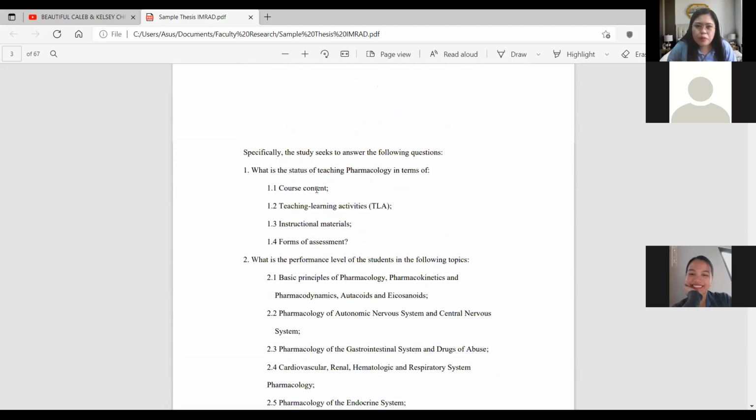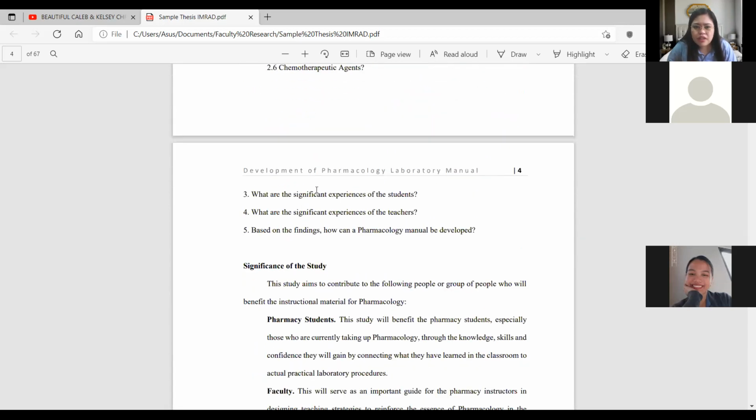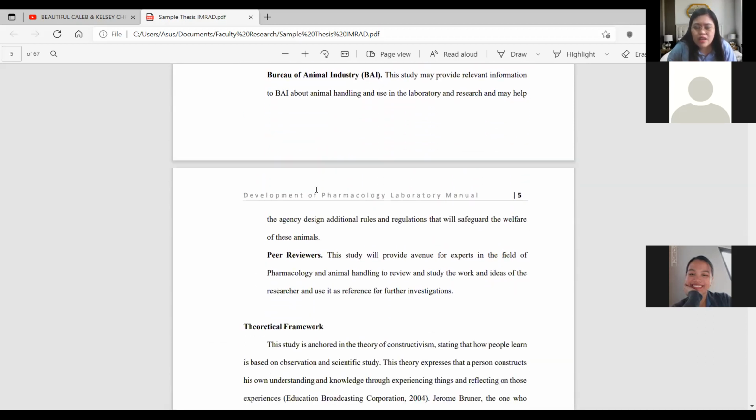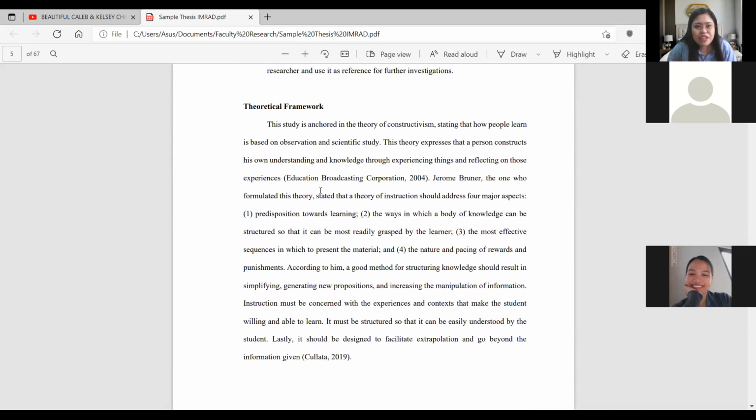The next part will be the statement of the problem. Definitely I have no citation there, nor in the significance. Those are my own words, so there is no citation. But for the theoretical framework, since these are not my ideas, I need to put a citation for this. So do not forget, it's between the last word and the period.